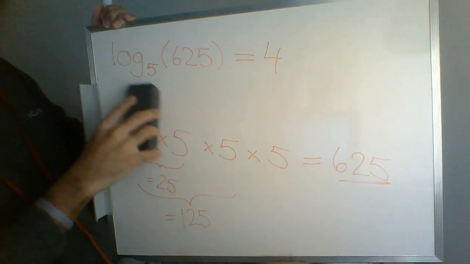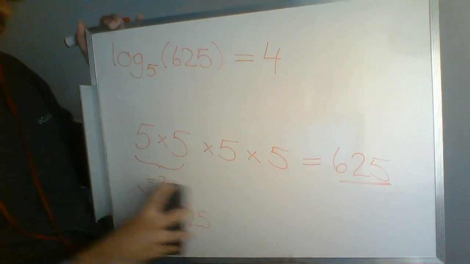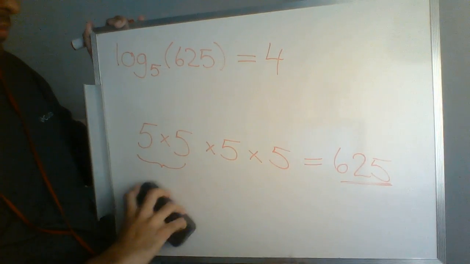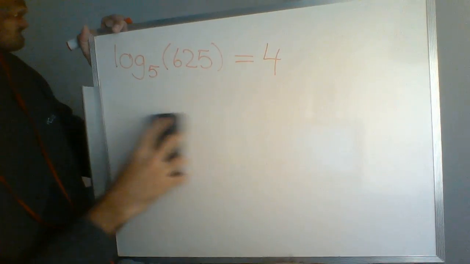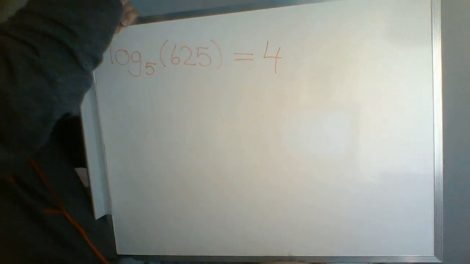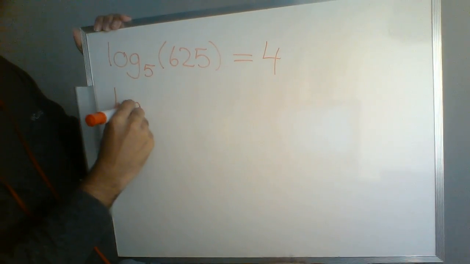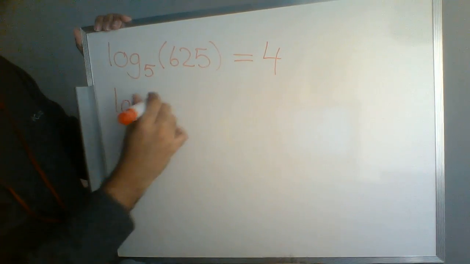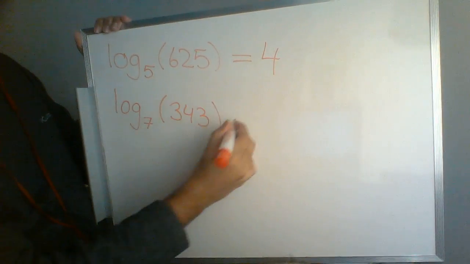So that's the first and one of the simplest examples that you might see for the remainder of this lesson at least. The next one that we'll do, it's slightly more complicated, but only because of the base that we're dealing with. So we'll do log base 7 of 343 this time.